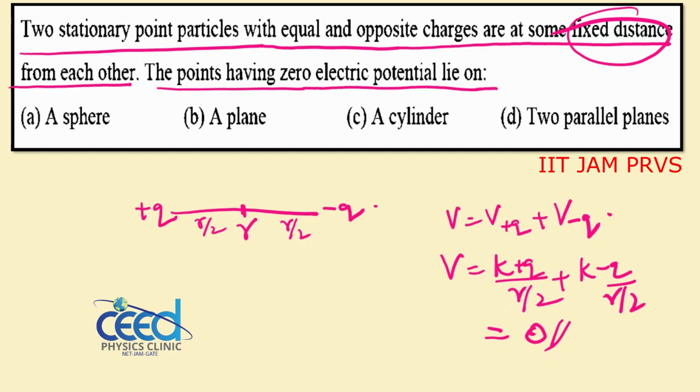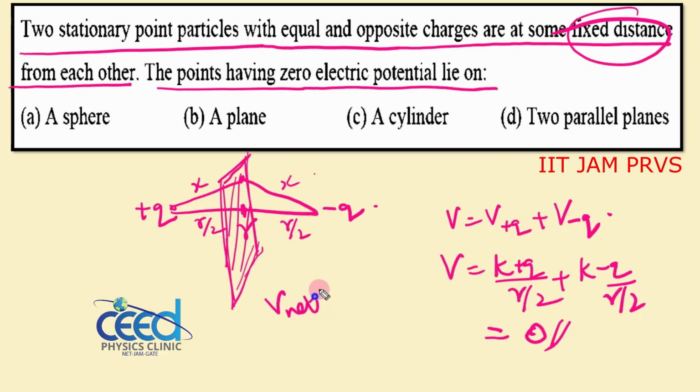So in the middle it is 0, which means, suppose you consider a plane here at the middle. See, any point on this plane is at equal distance from plus q and minus q, right? Suppose this distance is x, this distance is also x. So any point on the plane, an equatorial point, is equidistant from plus q and minus q. So any point on this plane, the net electric potential is 0.